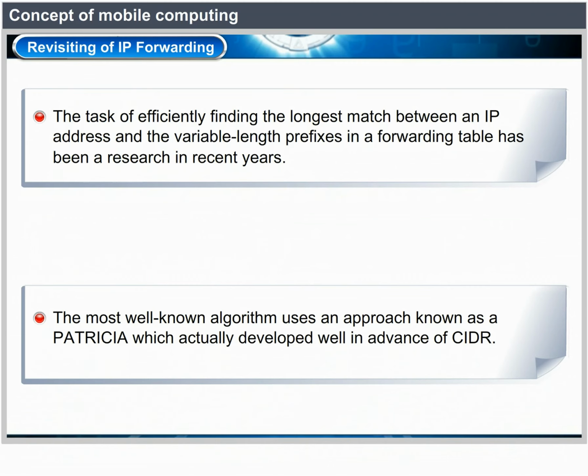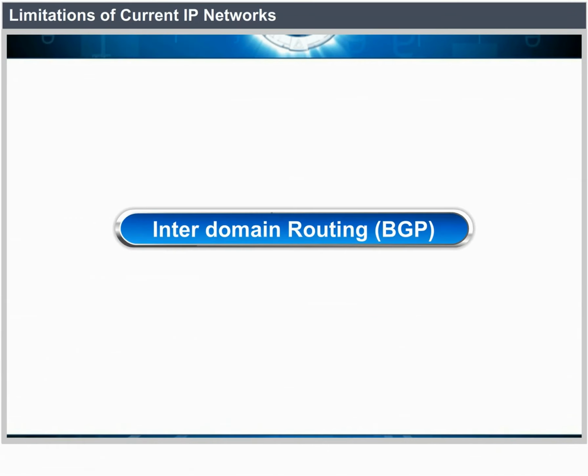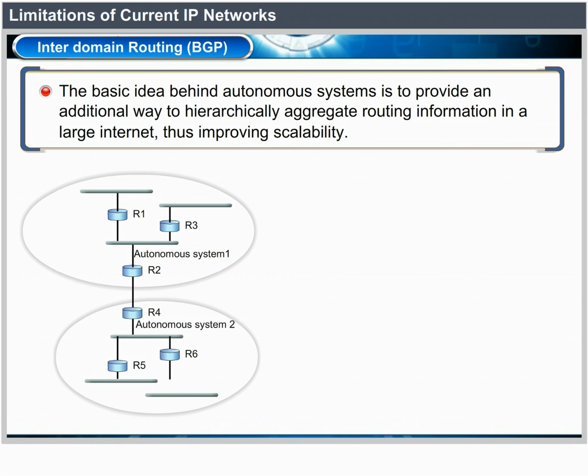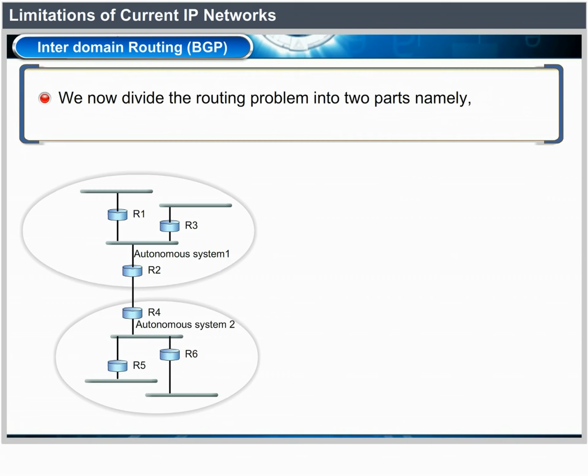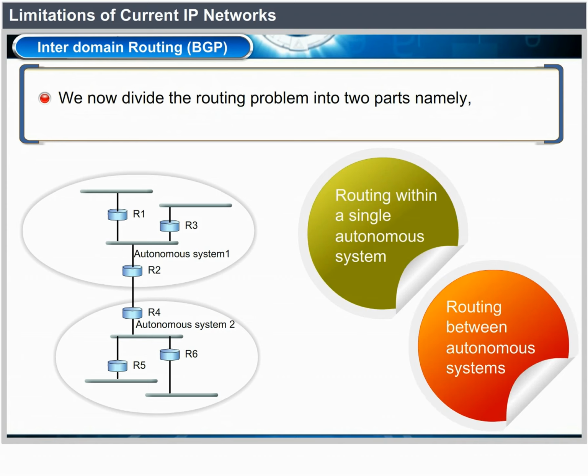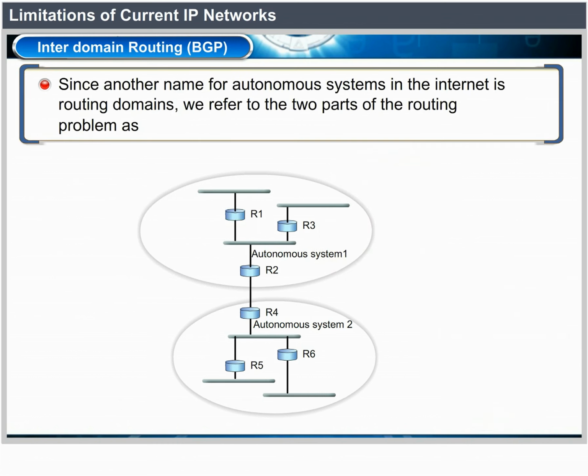Inter-domain routing (BGP). The basic idea behind autonomous systems is to provide an additional way to hierarchically aggregate routing information in a large internet, thus improving scalability. We now divide the routing problem into two parts: routing within a single autonomous system, and routing between autonomous systems. Since another name for autonomous system in the Internet is routing domain, we refer to the two parts of the routing problem as inter-domain routing and intra-domain routing.